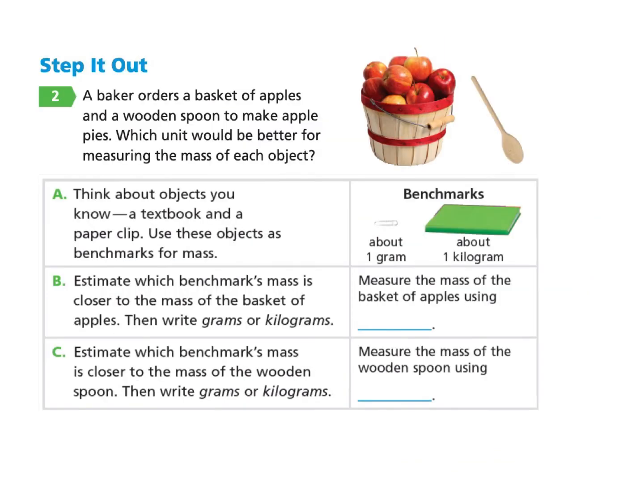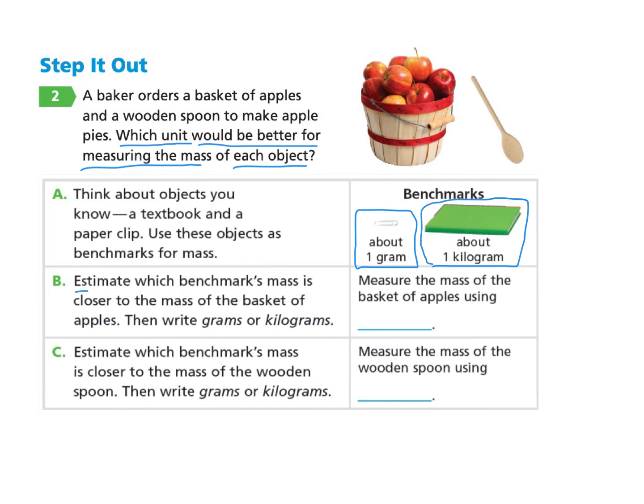Let's turn to the next page, page 445, part 2 under Step It Out. A baker orders a basket of apples and a wooden spoon to make apple pies. Which unit would be better for measuring the mass of each object? Part A asks us to think about objects you know, a textbook and a paper clip. Use these objects as benchmarks for mass. Remember, we've already talked about that. 1 paper clip is about 1 gram, and a textbook or a book is about 1 kilogram.